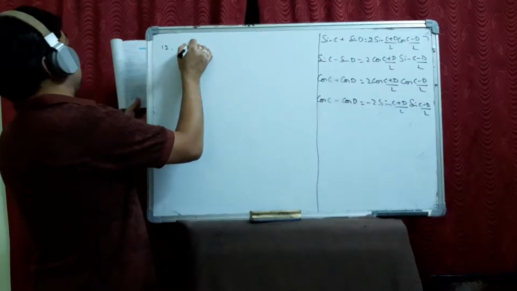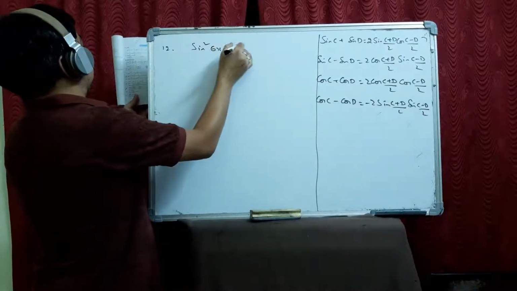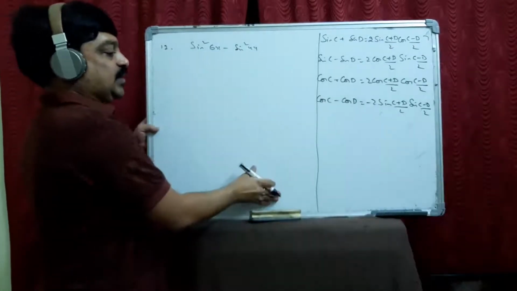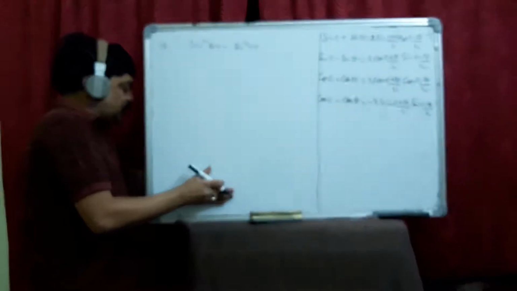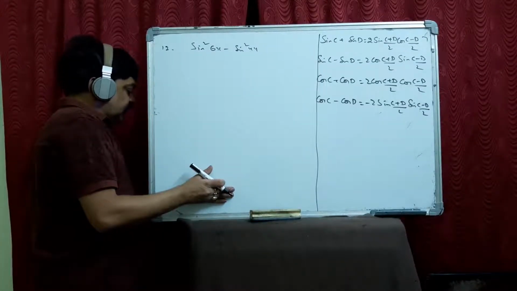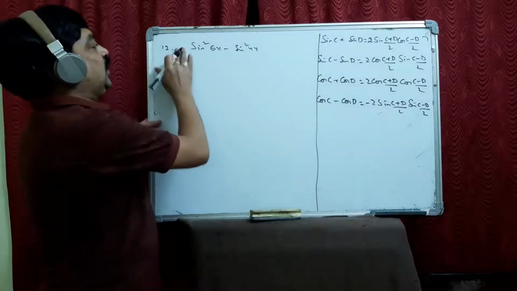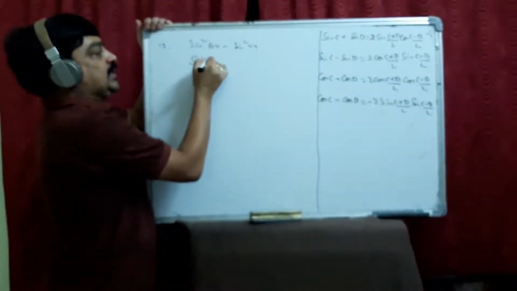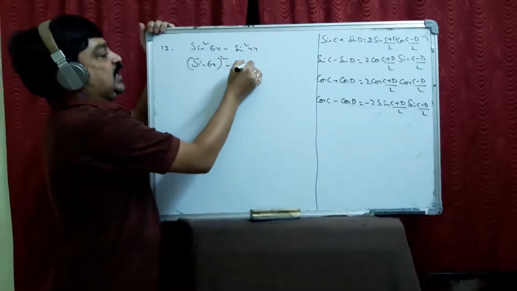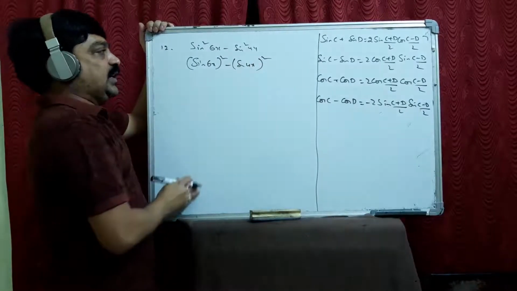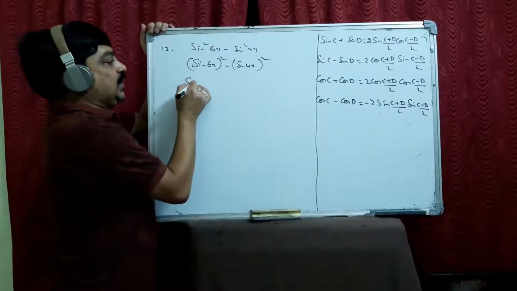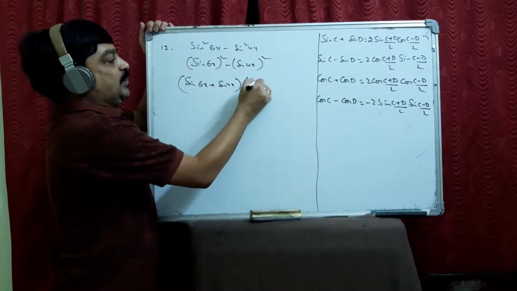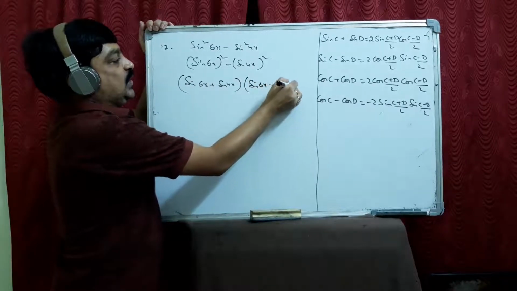what did they give? They gave sin square 6x minus sin square 4x. Now we take it like a square minus b square, and you are asked to prove sin 2x into sin 10x. Now it looks like sin square A minus sin square B. I take sin 6x whole square minus sin 4x whole square. Now it looks like a square minus b square. You can apply a plus b, sin 6x plus sin 4x, into a minus b, sin 6x minus sin 4x.